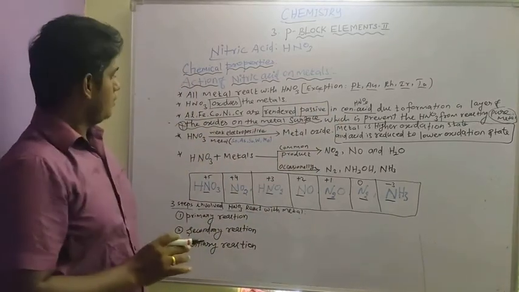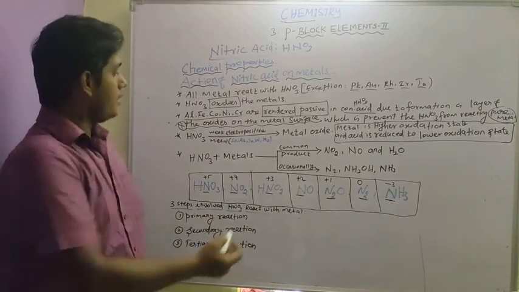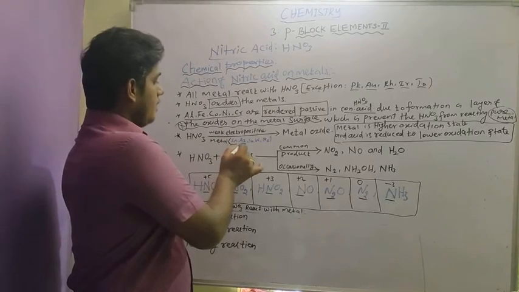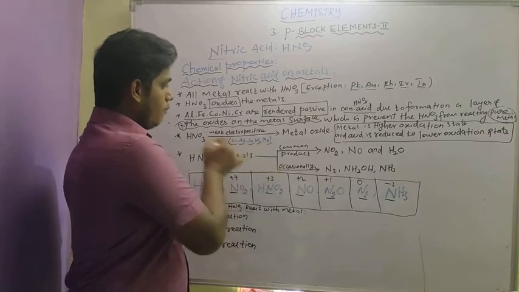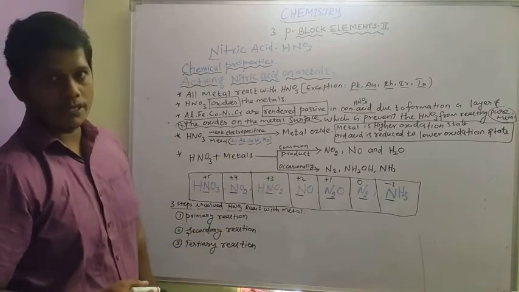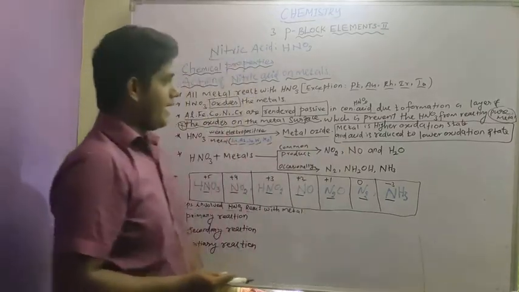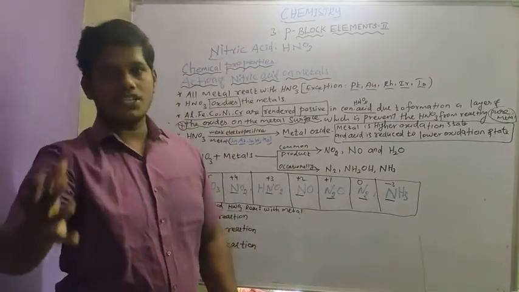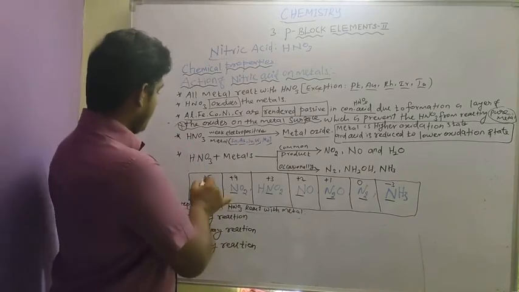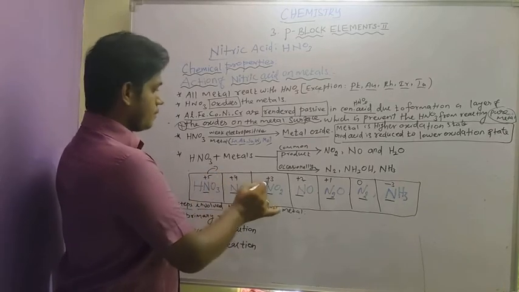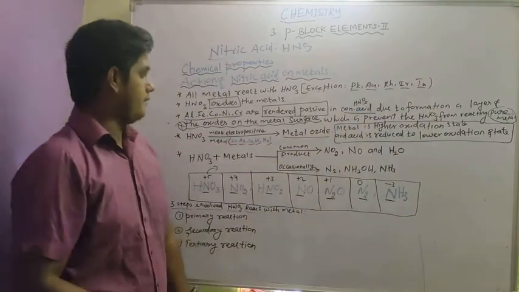So that's it. Then next, weakly electropositive elements are present, like tin, arsenic, antimony, tungsten, molybdenum. These weakly electropositive metals react with nitric acid to form the metal oxide. So here the metal in a lower oxidation state is converted to a higher oxidation state. Here nitric acid has oxidation states of plus 5, plus 4, plus 3, plus 2, plus 1, 0 and also minus 3, and it is converted to these lower oxidation states.